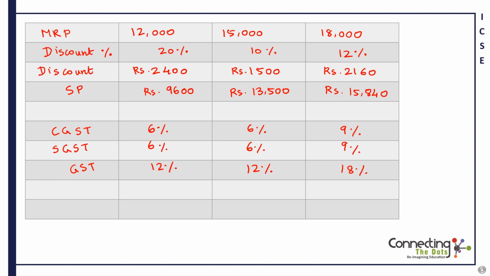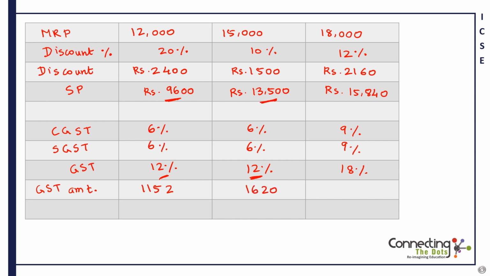So the GST amount is 12% of 9,600 for the first machine, and that is 1152. Remember, this is 12% of 9,600, and in the second machine it is 12% of 13,400. It is 12% multiplied by 13,400, and that is 1,620.